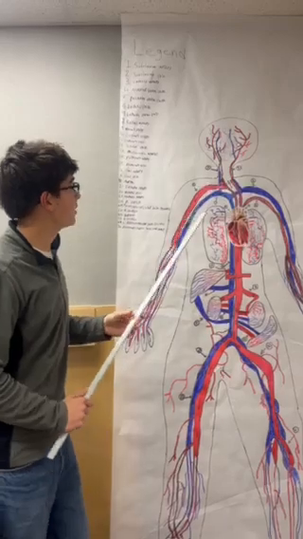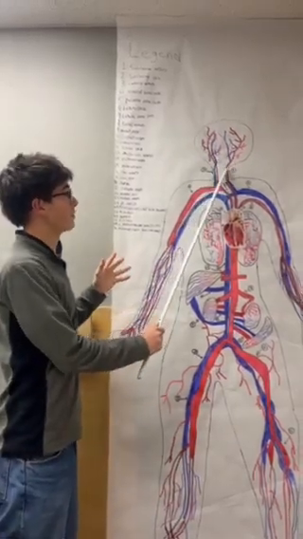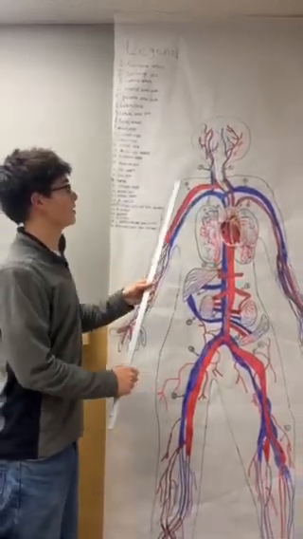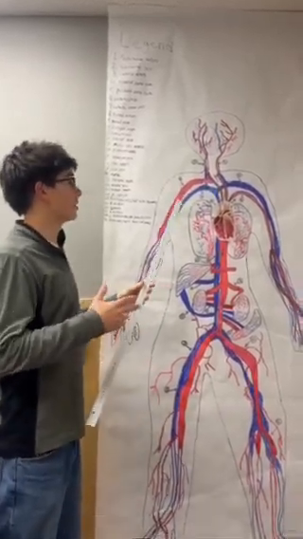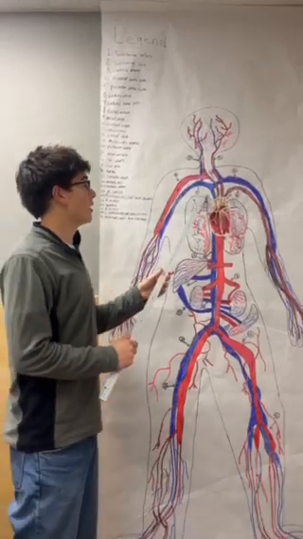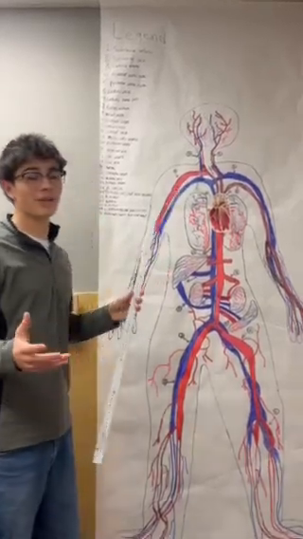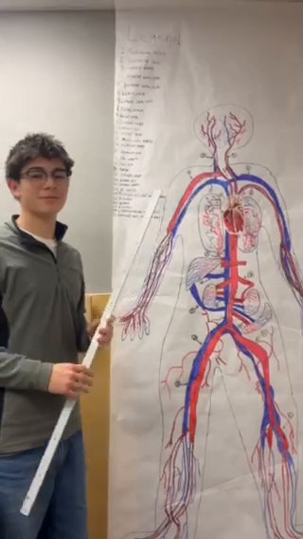This deoxygenated blood comes back down through the blue here and comes down through the jugular veins, which are in your neck. This will then join again into your subclavian and back into the anterior vena cava, back into the heart to repeat the process.